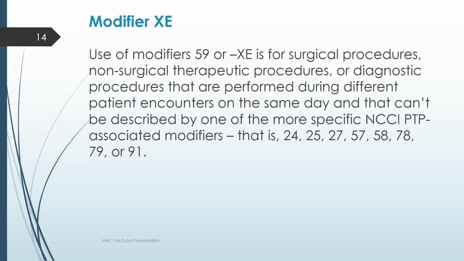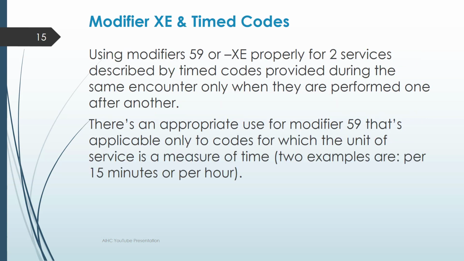A CMS example is when you interpret and report the rhythm ECG at a different encounter than the cardiovascular stress test. If you interpret and report a rhythm ECG during the cardiovascular stress test encounter, don't report 93040 with or without modifier 59. You may report modifiers 59 or XE when you interpret and report the procedures in different encounters on the same day and same patient.